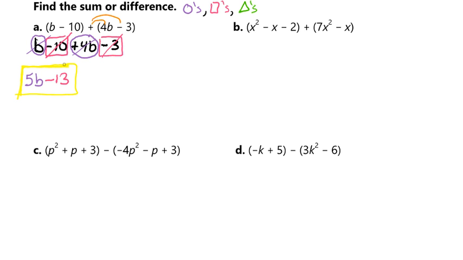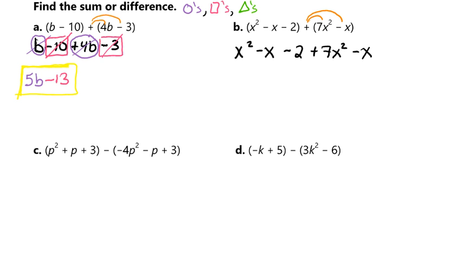So here, again, we have the plus sign, and we learned that when we distribute our plus sign, nothing changes. So we're able to write x squared minus x minus 2. And when we distribute that plus sign, we still get a plus 7x squared minus x. And now we're ready for our circles, squares, and triangles.